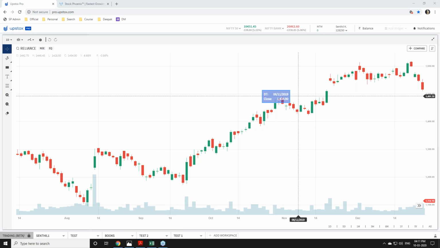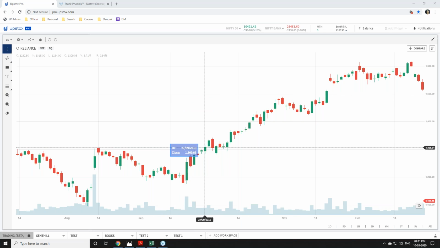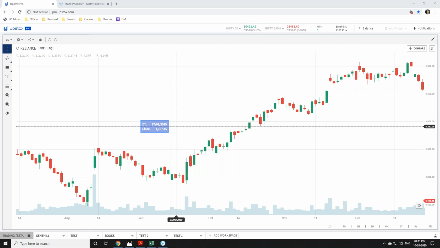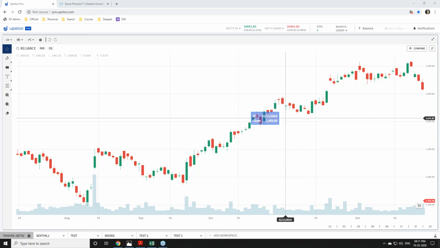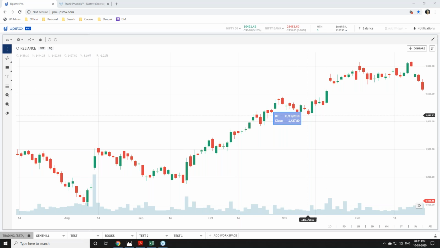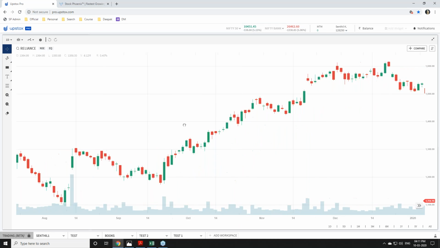These are called candlesticks, and there are different types of candlesticks. For example, these are called Japanese candlesticks, which are traditionally used, and we are going to base our learning on these normal candlesticks only.